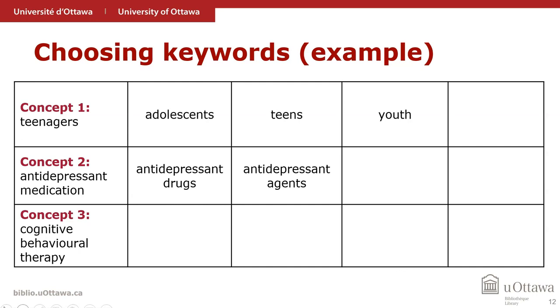My second concept could be described using the keyword antidepressant drugs or antidepressant agents. Here, you can also name the specific drug or antidepressant that you would like. Lastly, synonyms or related terms for my third concept include cognitive behavioral therapy or CBT. It is important to note spelling variations or abbreviations when building your search strategy. Don't worry if you can only think of one or two keywords at first. Once you start searching, you'll be able to identify additional keywords that you can add to your search strategy.